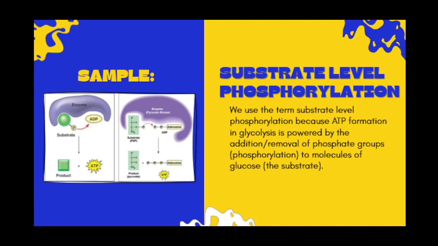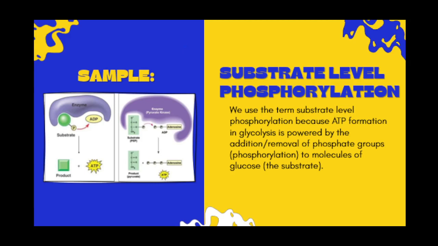Okay, so on the last part of cellular respiration, oxidative phosphorylation was mentioned, right? So I want to introduce you to phosphorylation. There are actually 2 types. Let us talk about substrate level phosphorylation first. We use the term substrate level phosphorylation because ATP, which is our energy, ATP formation in glycolysis is powered by the addition or removal of phosphate groups.